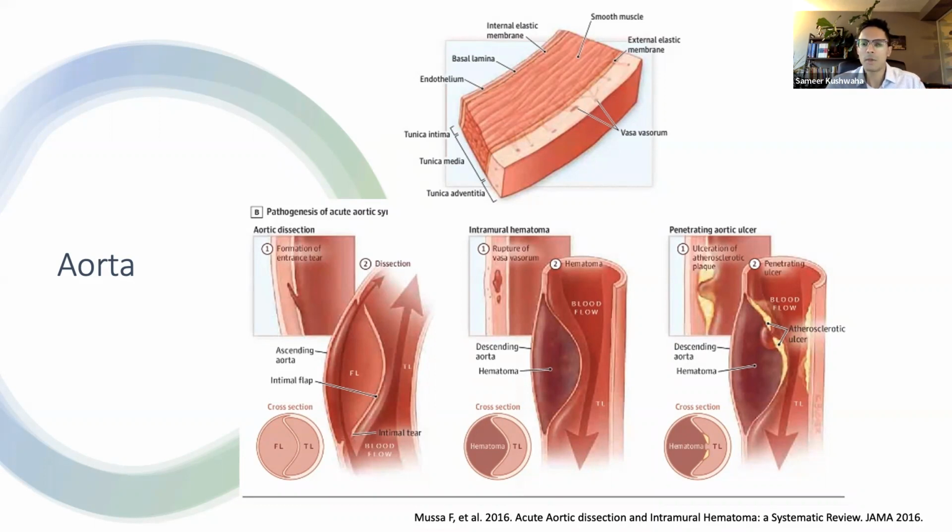And then the third type of acute aortic syndrome is called a penetrating aortic ulcer, which is essentially when you have pre-existing atherosclerotic plaque that ulcerates, and this ulcer burrows deep enough down that it enters the subintimal layers, and you get blood from the lumen of the artery going into the wall of the artery and forming this hematoma.